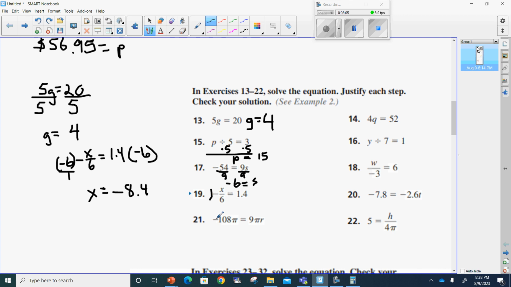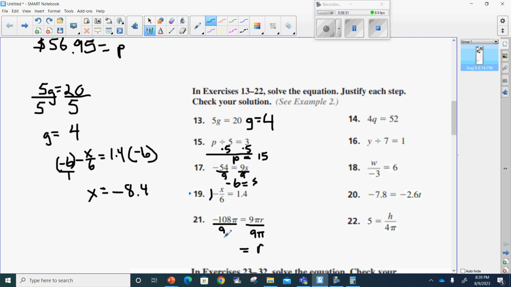All right, number 21 is negative 108 pi equals 9 pi r. We're trying to get r by itself, so I'm going to divide 9 pi r by 9 pi. That'll give us r by itself. Whatever I do to one side, I do to the other side. So that means I'm going to have to divide, right? Whatever I divide from one side, I also divide from the other.